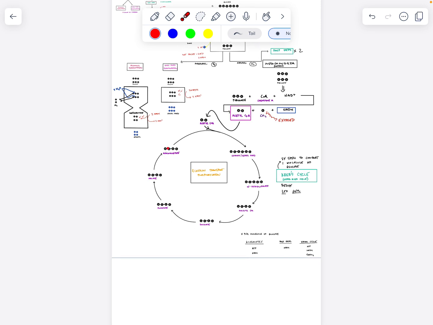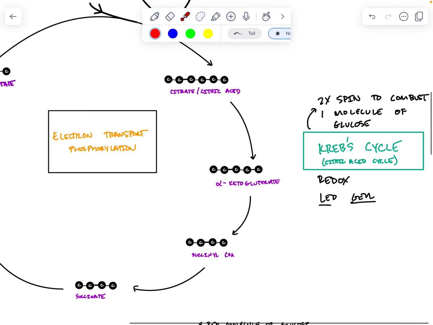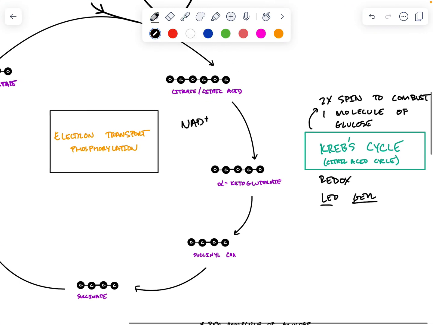Okay, so oxaloacetate, a 4-carbon molecule, joins with acetyl-CoA, a 2-carbon molecule, to create a 6-carbon molecule called citrate or citric acid, which is where the name citric acid cycle comes from. This 6-carbon molecule is broken down after a redox reaction happens. So NAD plus swoops in here, picks up an electron from citrate and becomes NADH.